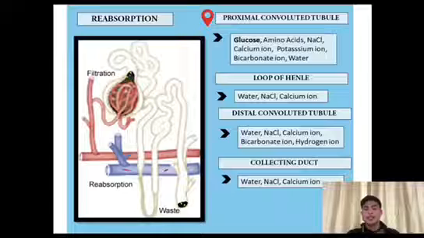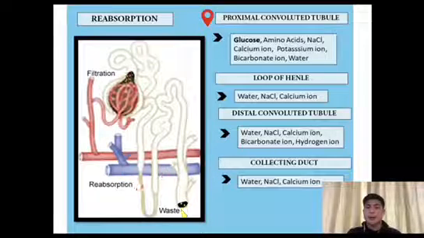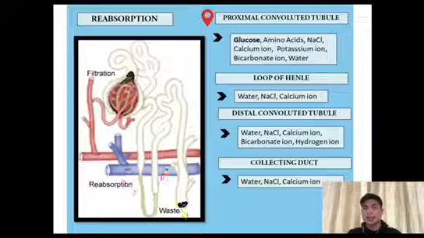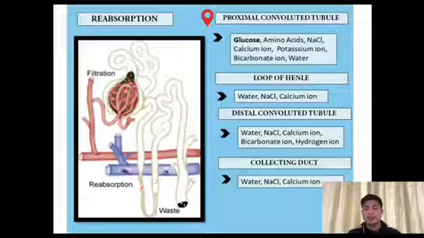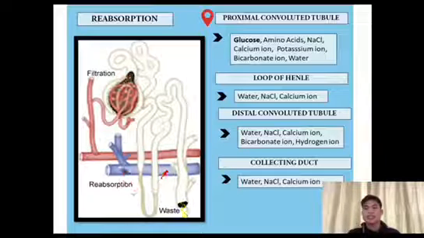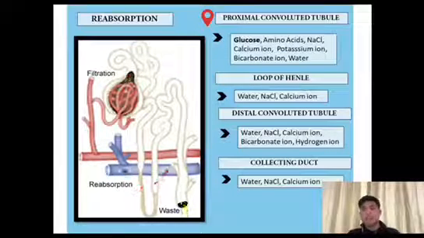So the second step is reabsorption, wherein the filtrate that is still important in our body will be reabsorbed back to the blood. It happens in the PCT, in the LOH, in the DCT, and in the collecting duct. So most of the substances involved are glucose, amino acids, NaCl, calcium ion, and other electrolytes, and water.